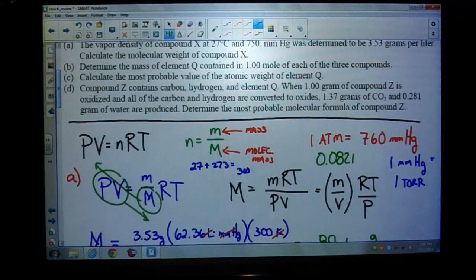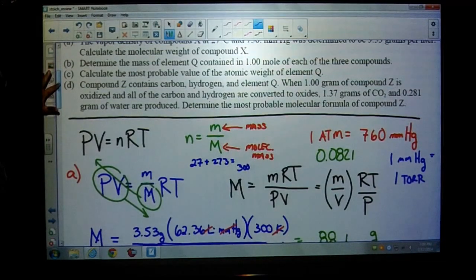Compound Z contains carbon, hydrogen, and element Q. When 1 gram of compound Z is oxidized and all of the carbon and hydrogen are converted to oxides, 1.37 grams of carbon dioxide and 0.281 grams of water are produced. Determine the most probable molecular formula of compound Z.